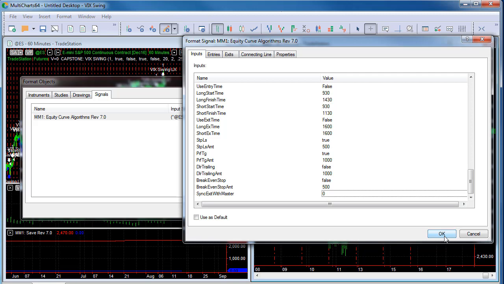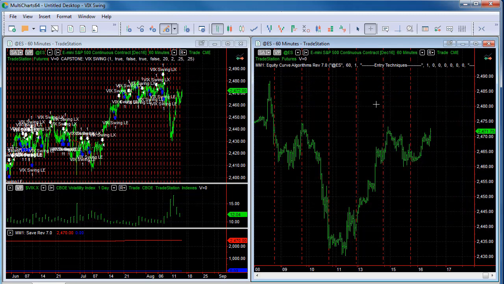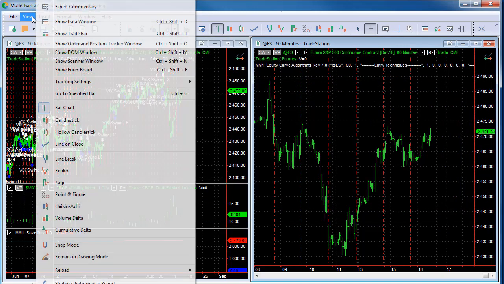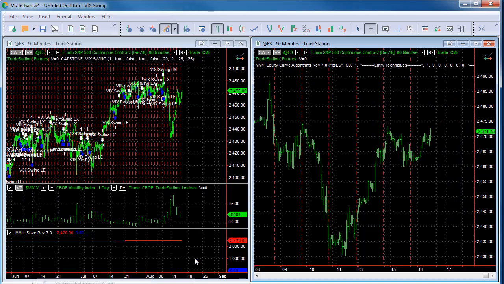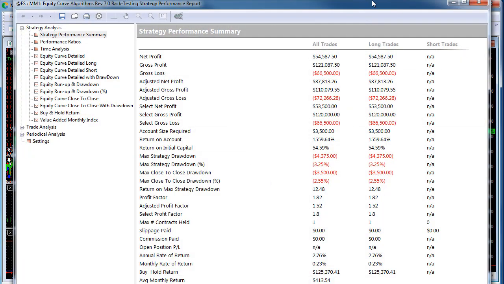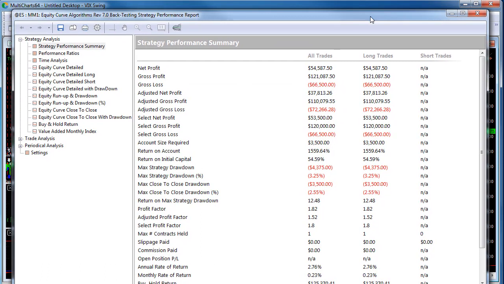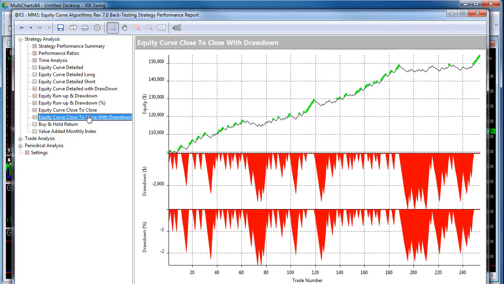Now I'm going to show you what the results are for this strategy that has a stop loss. We're going to look at the performance summary. These are hypothetical research-based results from the platform. Here is the performance summary, 54,000. The max strategy drawdown is 43.75. The max close to close drawdown is 3,500. So these are numbers that you can more easily live with versus the 15,000 number.